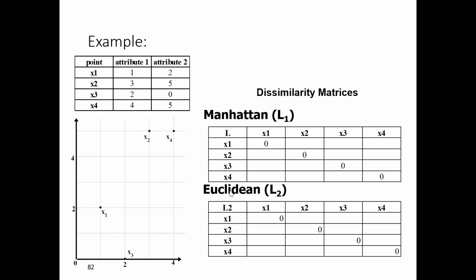Now these are two distance matrices. In this particular case, using Manhattan distance, we calculate the distance between x1 and x1. If you take the distance between the same points, you will get 0 distance, so that's what you see, 0. Next, what is the distance between x1 and x2?